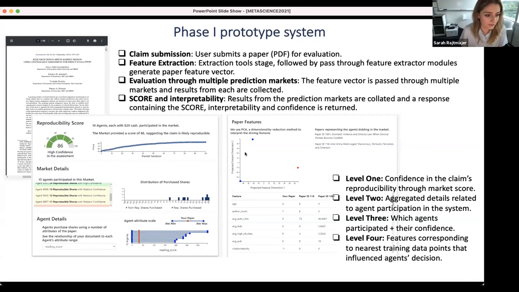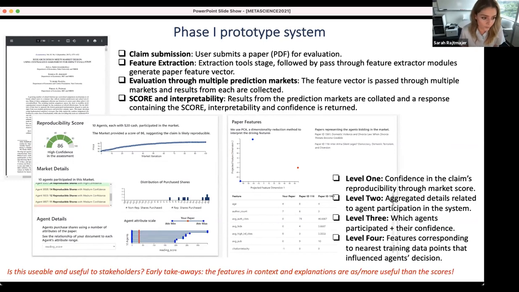With respect to explainability, we do this in four levels. The first is just what was the value of the asset, but then we also aggregate information about how many agents participated and where they were in feature space. The agents, as you might have noticed from the animation on the previous slide, are all located in different spots in feature space, so they care about different things. So we output, for the agents that did participate in the market, what features they cared about, how many shares they bought, and at what price. That is our way of explanation at this moment.